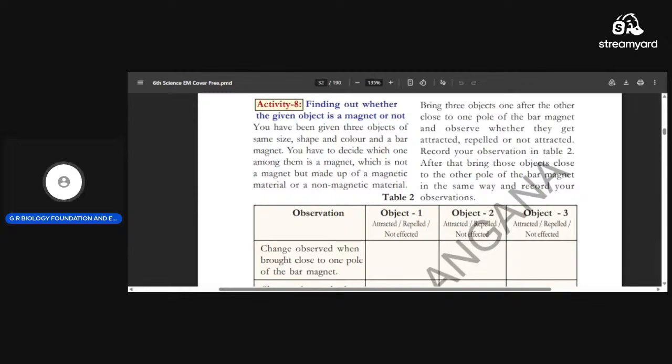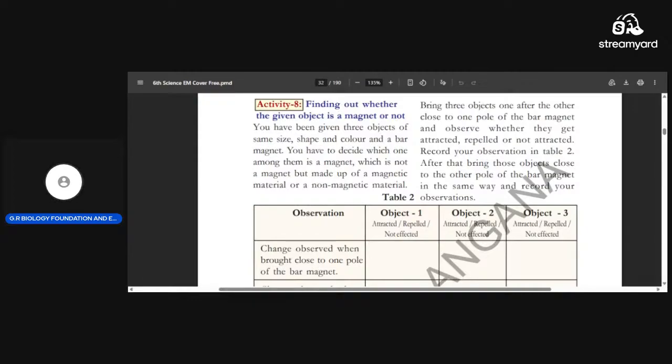If we take an object and keep it near the magnet, and both sides are not attractive, that is a non-magnetic material. If we keep the object near the magnet, and one side shows attraction and one side repulsion, that object is a magnet. If both sides are attracted by the magnet, that is a magnetic material.